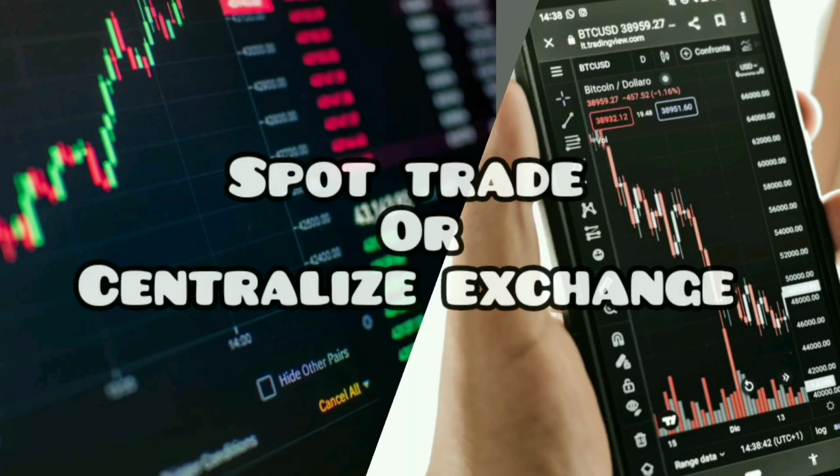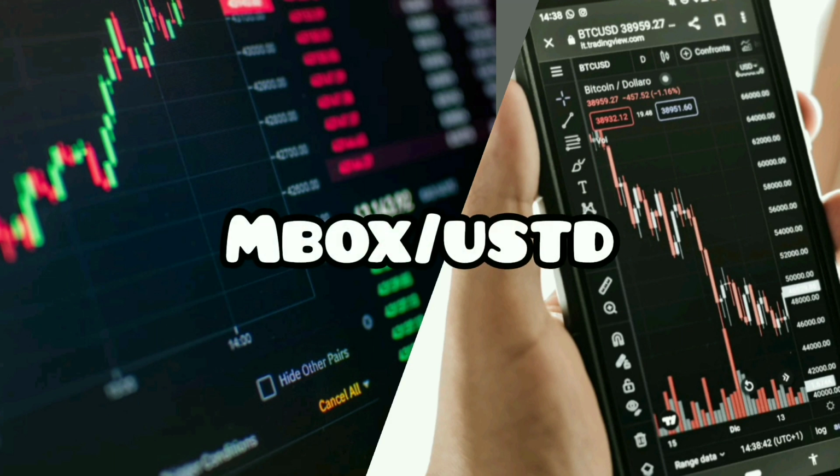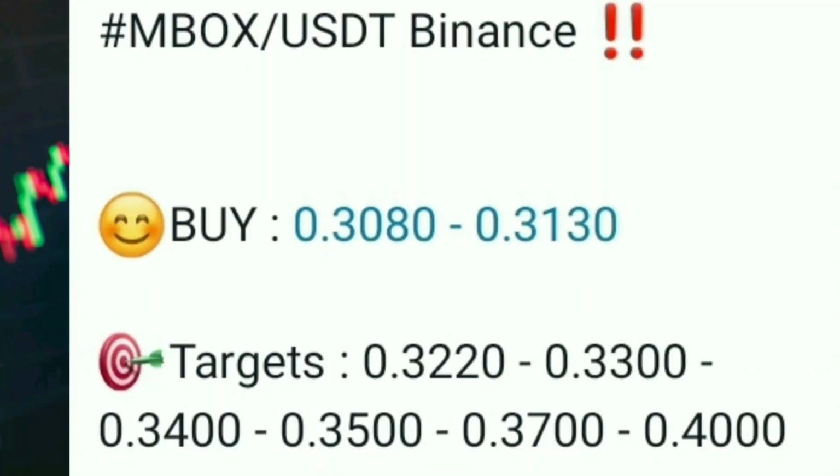Now let's go into spot. Spot trade on centralized exchange. I told you in our last video that we can trade spot on centralized exchanges and decentralized exchanges. First of all, let me talk about the centralized exchange. In this signal, they said the name of the coin is MBOS/USDT. So they are telling us we should buy MBOS.